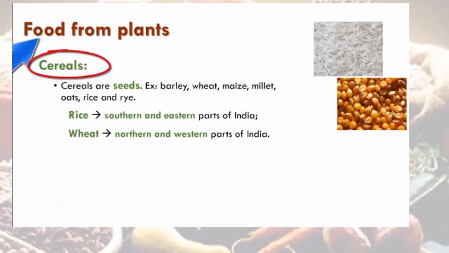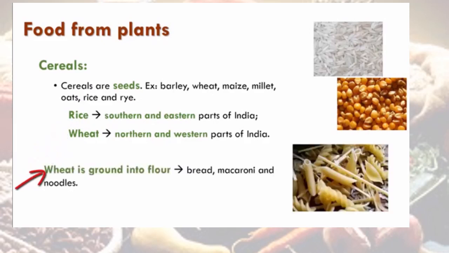Cereals are seeds mostly obtained from grasses such as barley, wheat, maize, millet, oats, rice, and rye. As we saw earlier, rice is popular in the southern and eastern parts of India, while wheat is popular in the northern and western parts of India. Wheat is ground into flour to make bread, macaroni, and noodles. Don't we all love macaroni and noodles?